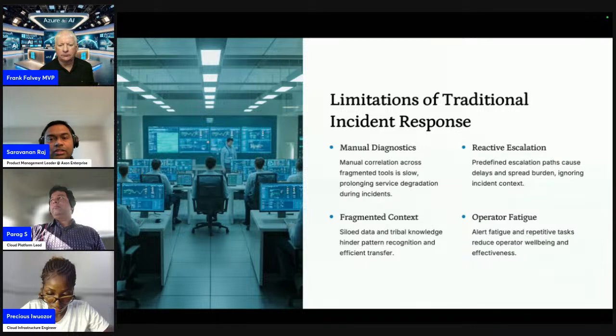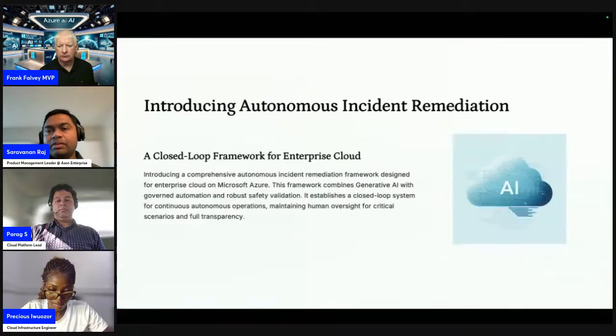And finally, all of this causes operator fatigue, and there is a repetitive task going on in this reliability and incident management space. That absolutely impacts the physical well-being as well as the mental well-being of the engineer. So that's why we're introducing autonomous incident remediation.